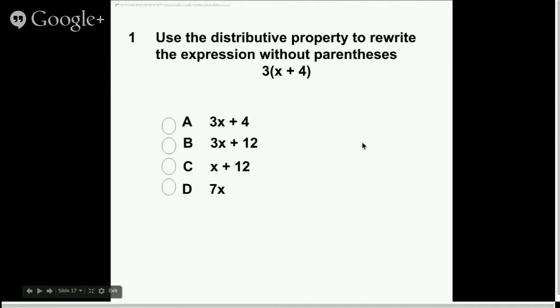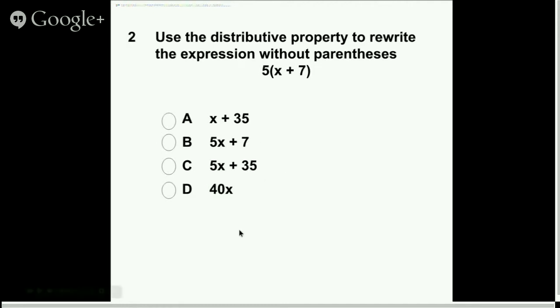Use the distributive property to rewrite this expression without parentheses. Write your answer in your notebook. Go ahead and pause it. The correct answer is B, 3x plus 12. Write your answer to this one in your notebook. Go ahead and pause it. The correct answer is 5x plus 35, so C.